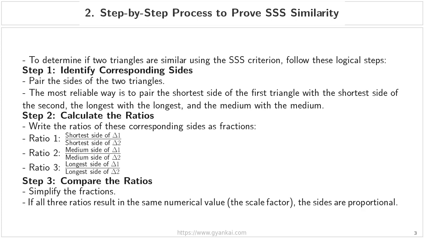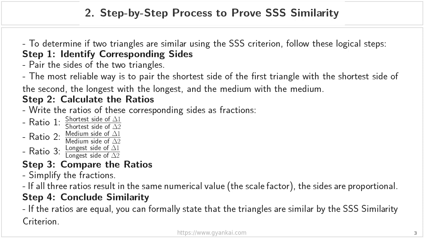This leads us directly into step 3, comparing the ratios. At this stage, you need to simplify each of those 3 fractions. Your goal is to see if they all reduce to the exact same numerical value. If they do, that value is what we call the scale factor, and it proves that the sides are proportional.